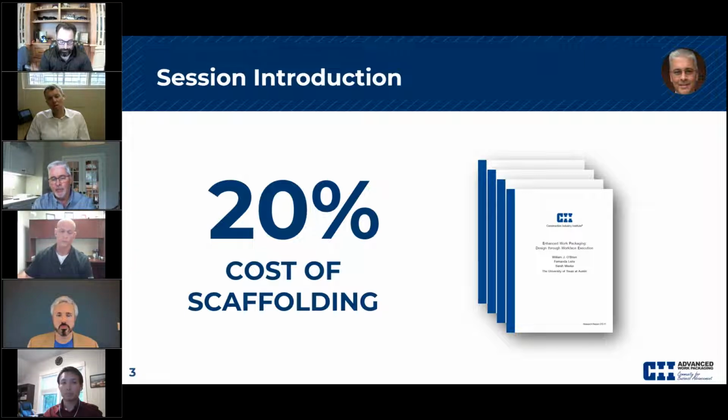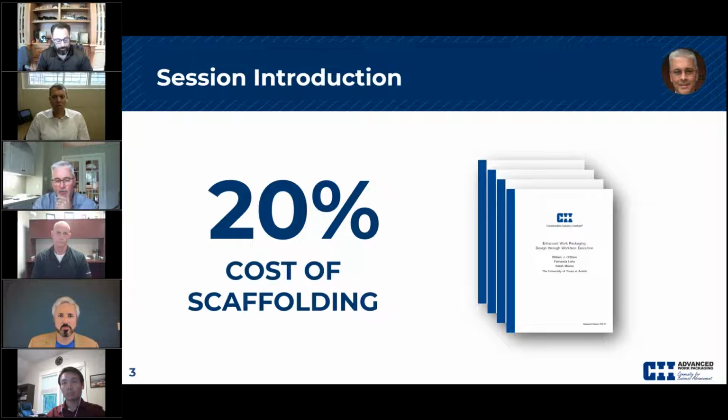So despite this being a large portion of our overall cost, scaffolding has not historically received the attention that it really deserves and the opportunity for our return on investment from providing scaffolding and access management as a part of AWP. So the goal of this group was to create this AWP Best Practice Handbook, and it specifically covers the scaffolding and access management portion.